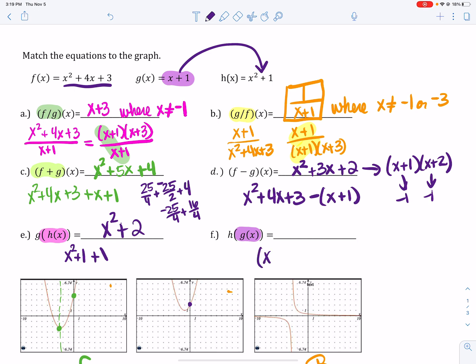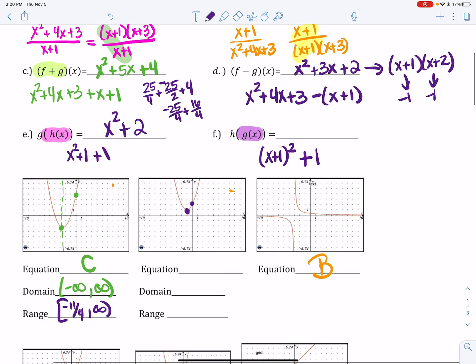So then that's (x + 1) squared plus 1. If I look at that, that's saying that I want you to go left 1 and up 1. So that's this one right here. And I would accept that as an answer, (x + 1) squared plus 1.